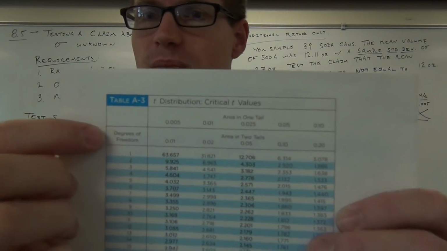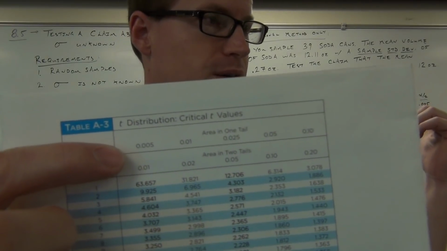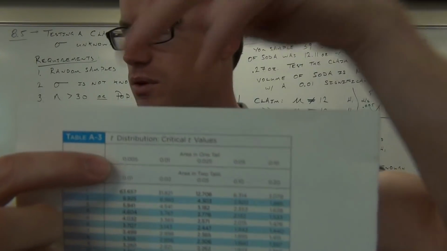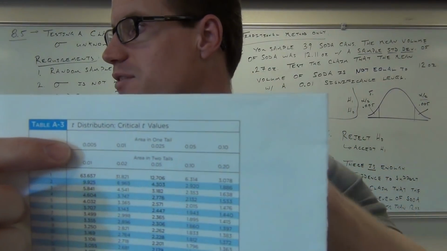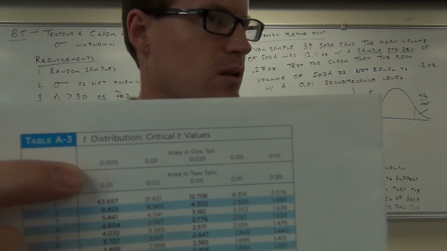Look right above that. It says area in one tail. How much is the area in each one of those tails? So it does make sense there, right? The 0.01, that's if you look at both tails combined. 0.005 says, oh, that's the area in each of my tails. Do you understand how to read the table correctly?